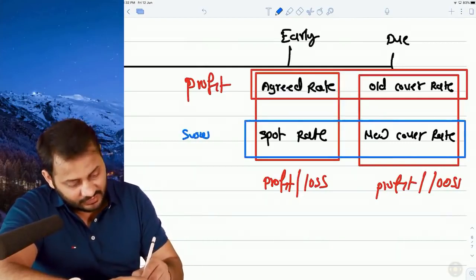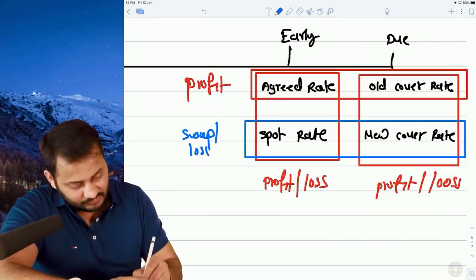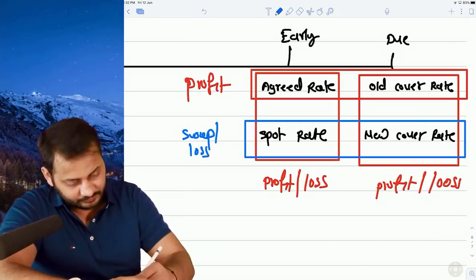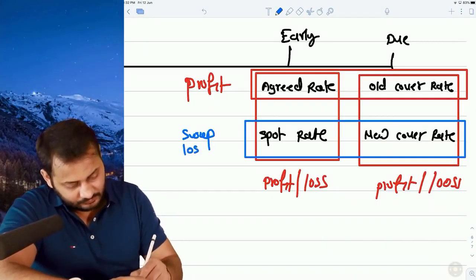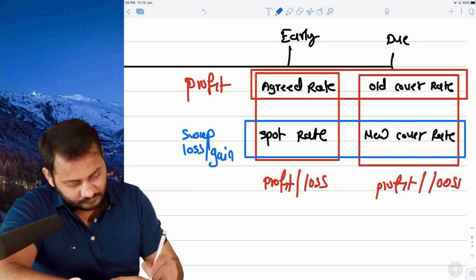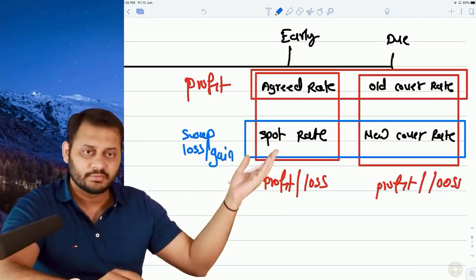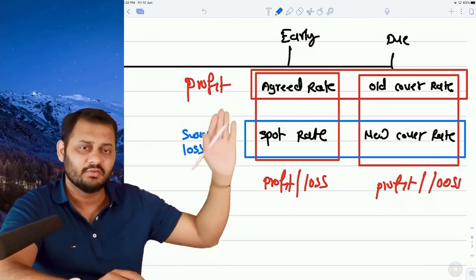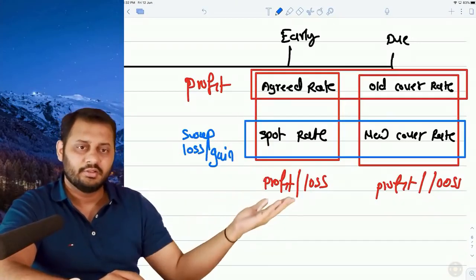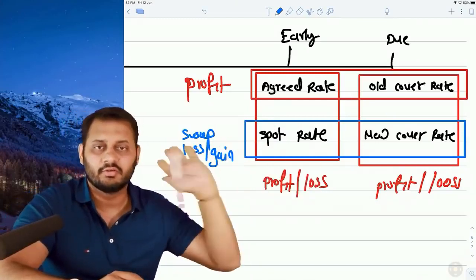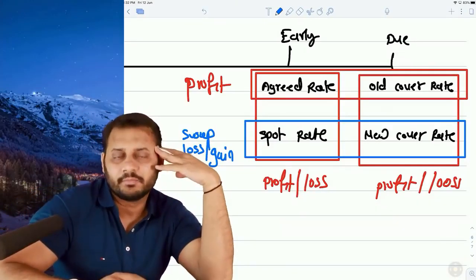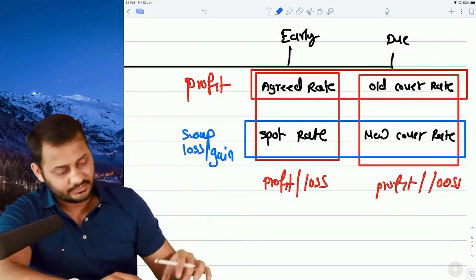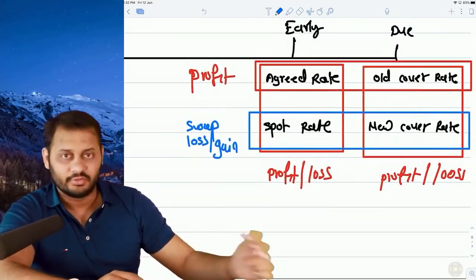This is called swap loss or gain. You take the difference between these two, and this small difference will cover the profit or loss here, the profit or loss here, and the profit or loss there. It covers everything. So that is how we calculate the swap loss.